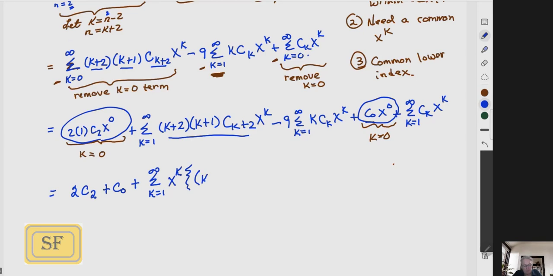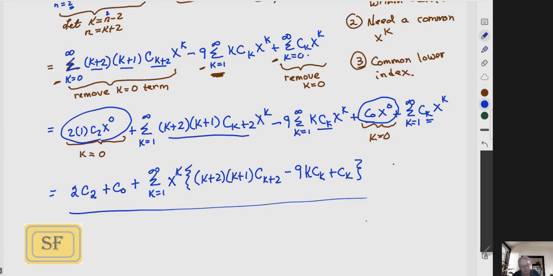I have k plus 2 times k plus 1, c sub k plus 2 from the first summation. I have minus 9 times k c sub k from the second summation, and I have a plus c sub k from the third summation. And there I have everything combined into a single summation with that common x to the k term. So this is a good answer.